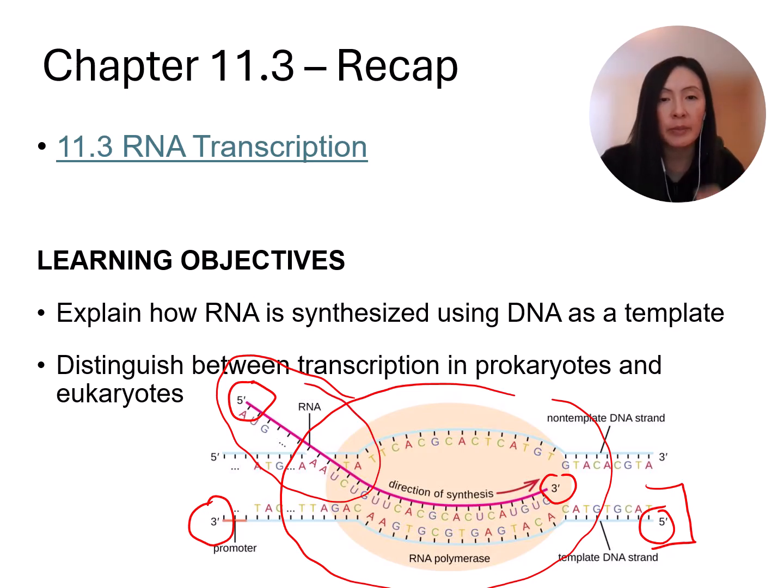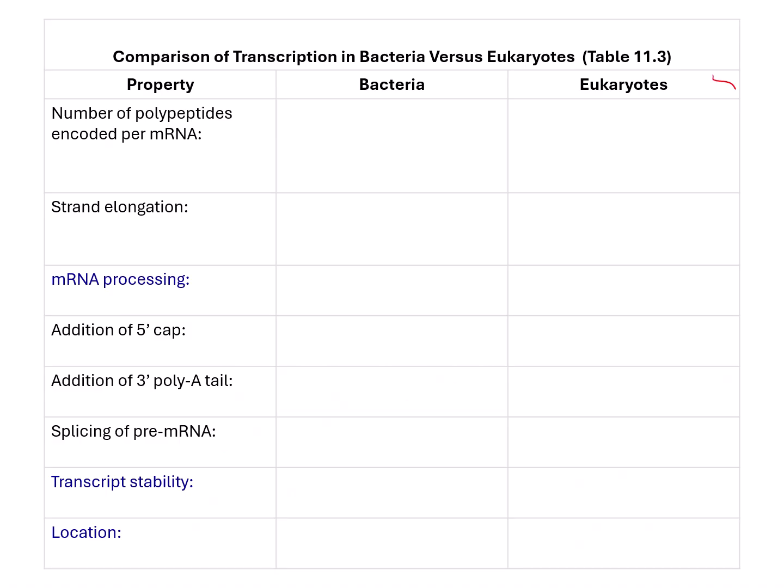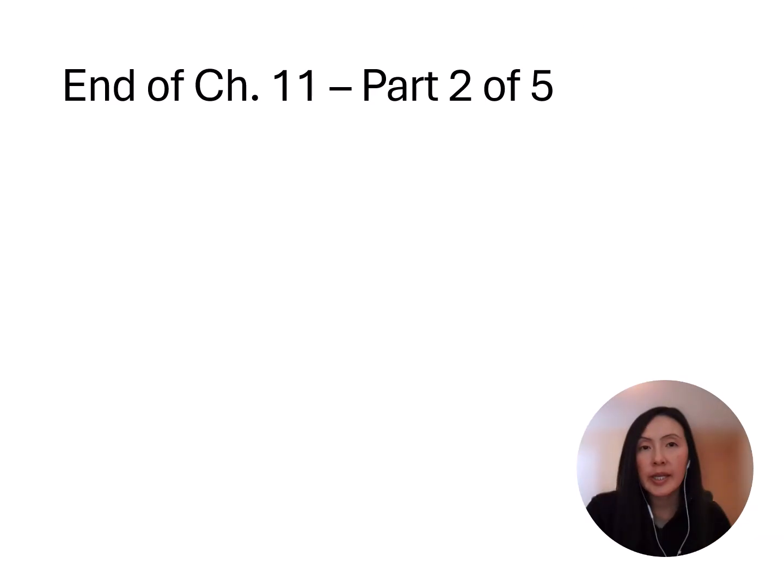For the second one, I'm going to use a table like I did before to help us distinguish prokaryotes and eukaryotes. Please use these empty boxes to practice that second learning objective, distinguish between transcription in prokaryotes and eukaryotes, and then check your answers by going back to that previous table. That takes us to the end of Part 2. In Part 3, we're going to cover Section 11.4 on translation.